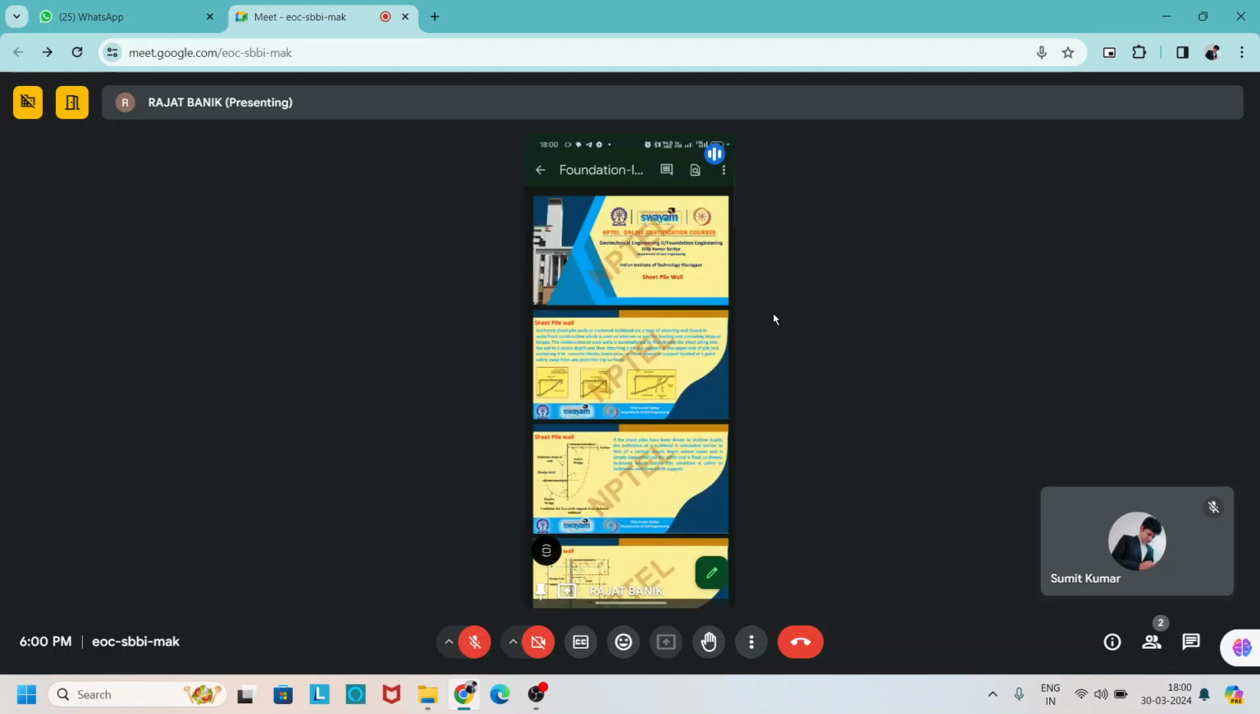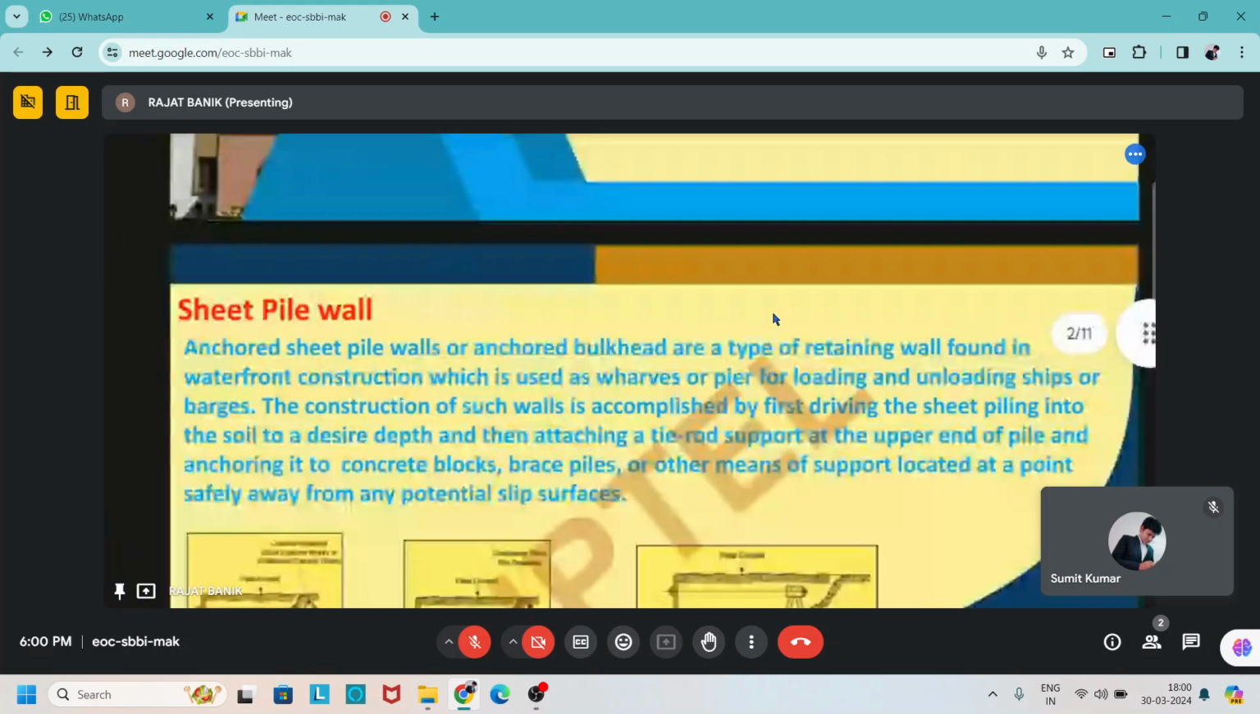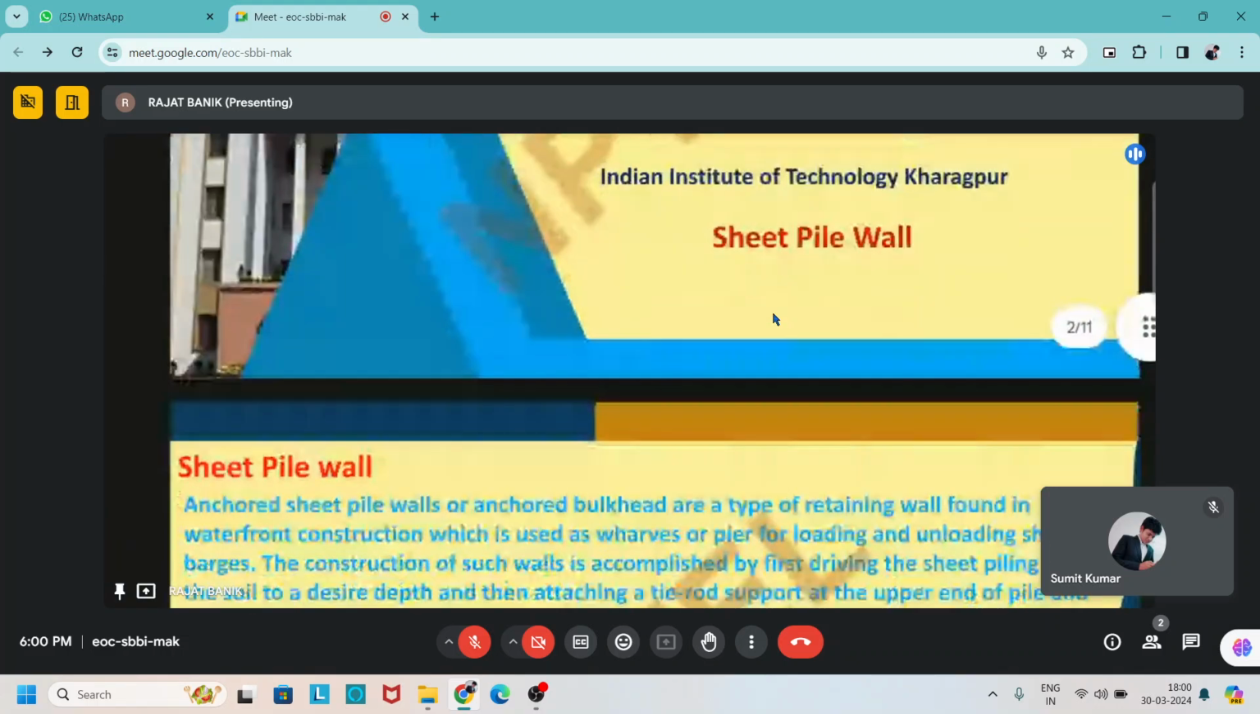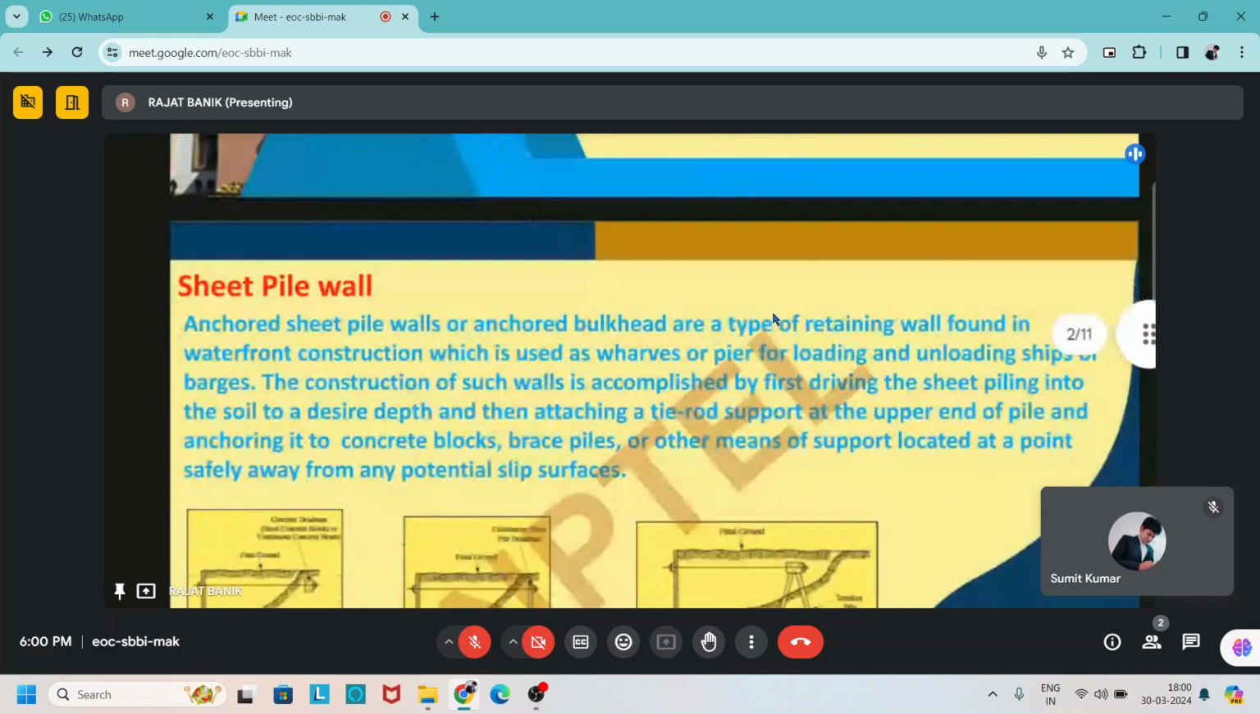Now in lecture number 49, we have discussed the anchor bulkhead. Anchor sheet pile walls, or anchor bulkheads, are a type of retaining wall found in waterfront construction, which is used as warehouse or piers for loading and unloading ships or barges.